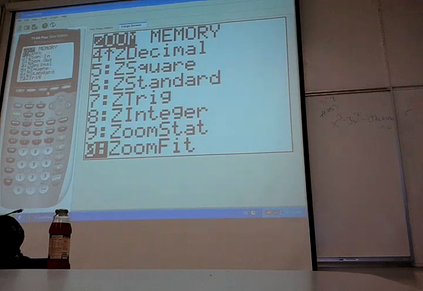Just hit zoom and hit the up arrow. Some of you guys might have a longer list here, but find zoom fit. For me, it's 0. I hit zoom 0. Okay, cool. Just not sure if it's in the same place for everybody. All right, zoom fit, enter.